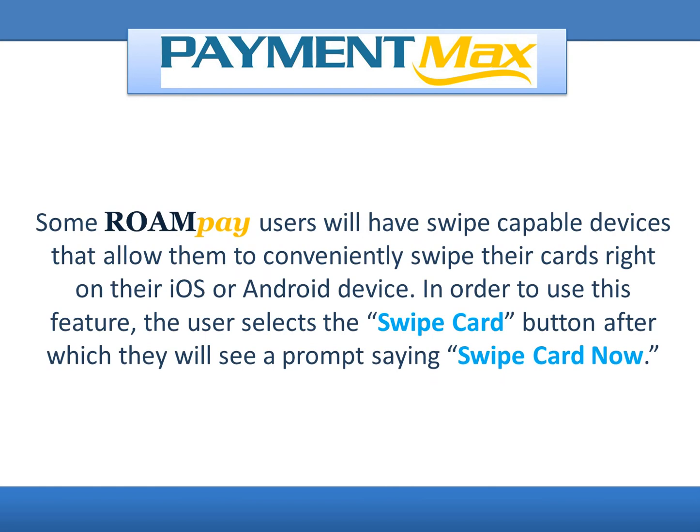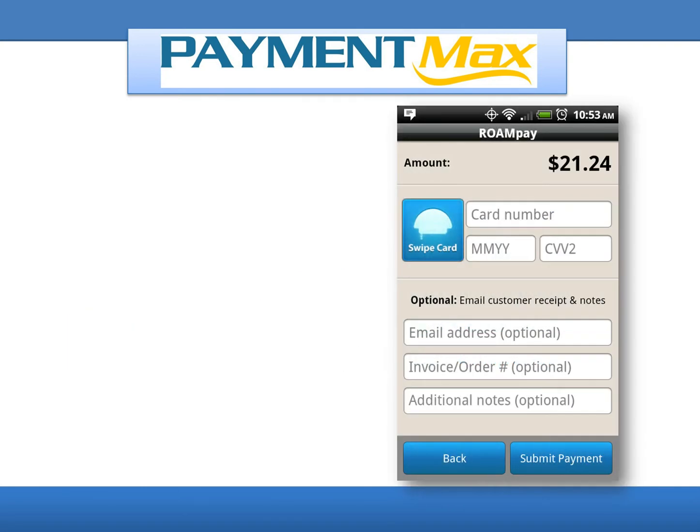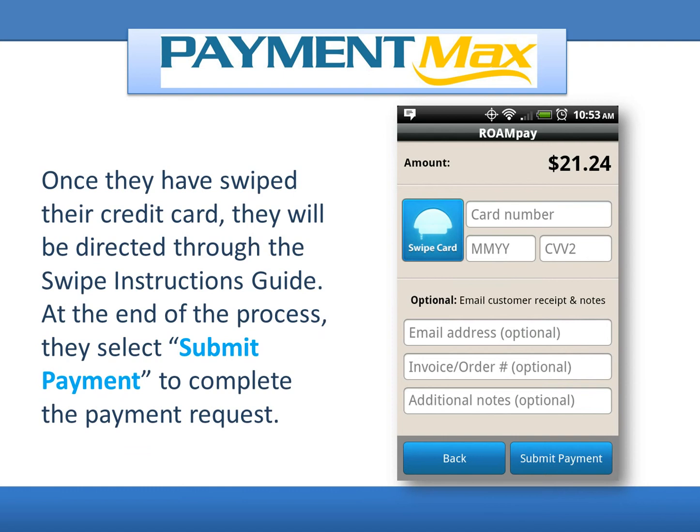Some RoamPay users will have swipe-capable devices that allow them to conveniently swipe their cards right on their iOS or Android device. In order to use this feature, the user selects the Swipe Card button, after which they will see a prompt saying Swipe Card Now. Once they have swiped their credit card, they will be directed through the swipe instructions guide. At the end of the process, they will select Submit Payment to complete the payment process.